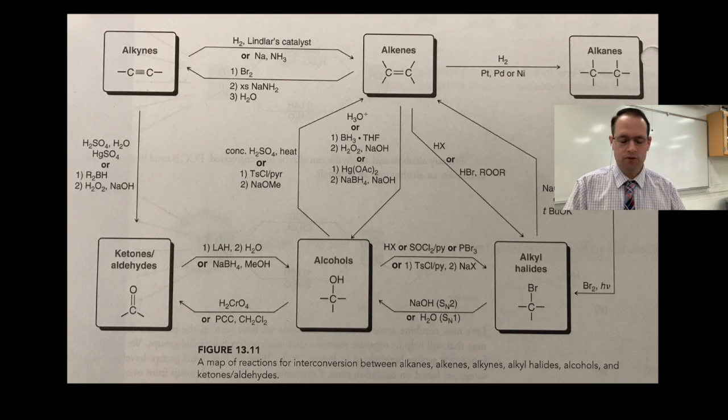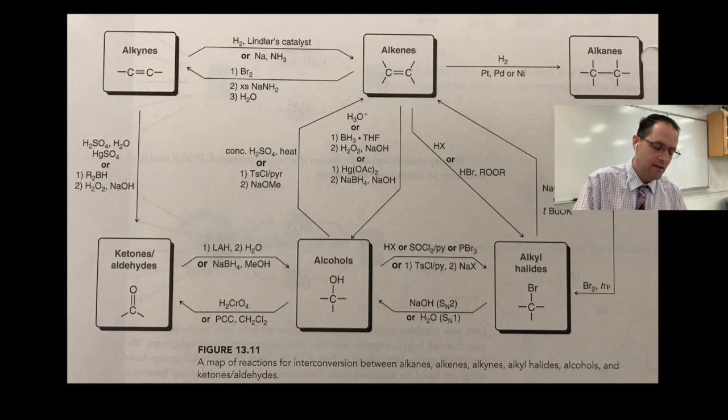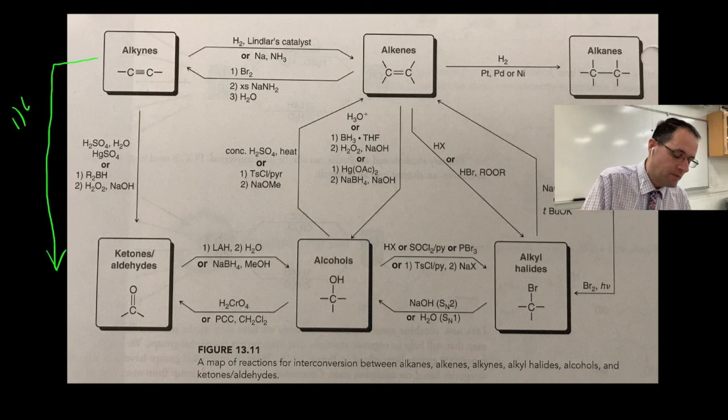You can interconvert or change one functional group to another, and there are only a certain set of reagents that allow you to do that. Now, there are some functional groups that are lacking from this, and I just want to add the carboxylic acids. Remember, if you take a terminal alkyne and treat it with ozone and a water workup, you can form a carboxylic acid.